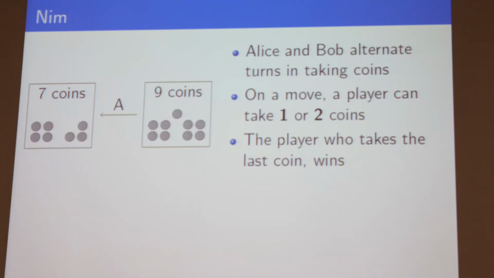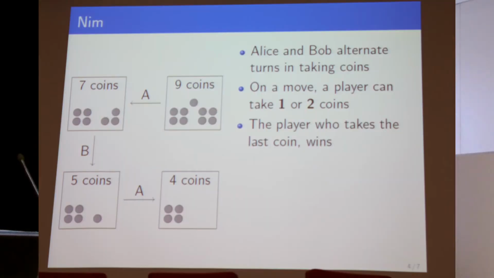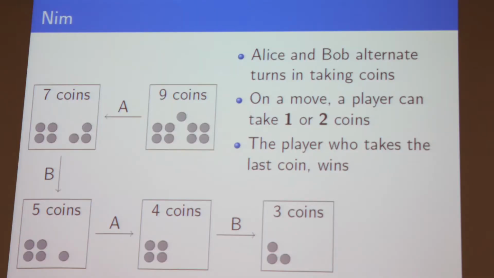Let's look at the sample game. On the first move, Alice, let's say she takes out 2 coins. There are 7 left. Then Bob takes 2 coins, there are 5 left. Then Alice, maybe she decides to take out 1 coin, there are 4 left. Now it's Bob. And Bob starts to think. Now it's fewer coins, and it's easier to think. He figures out that if he takes 2 coins, then Alice will take the last 2 coins and win. So Bob doesn't want to take 2 coins. Bob takes out 1 coin, there are 3 coins left.